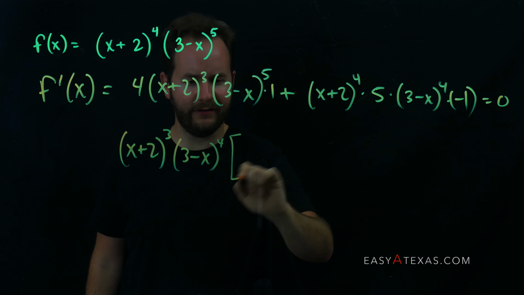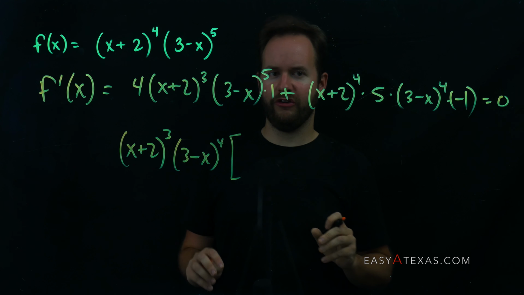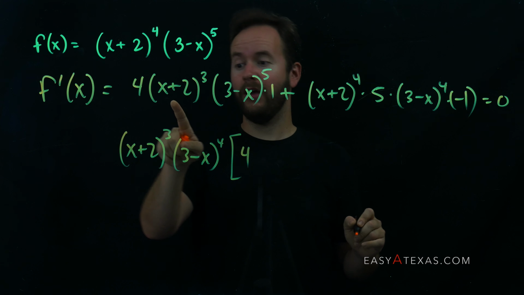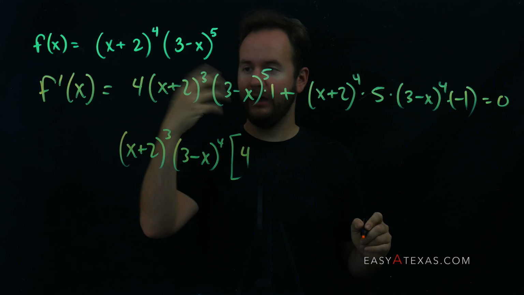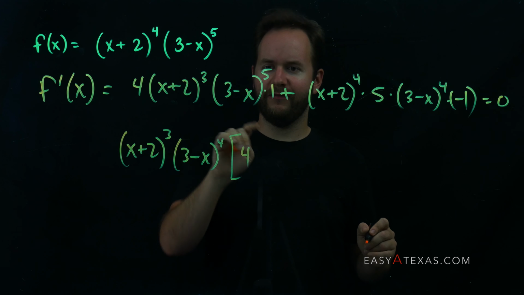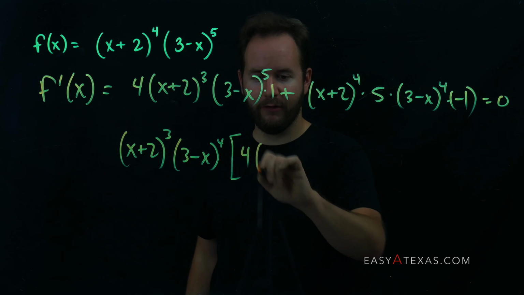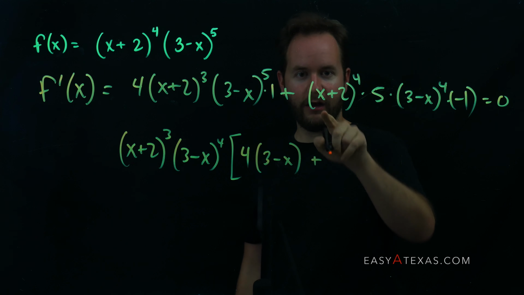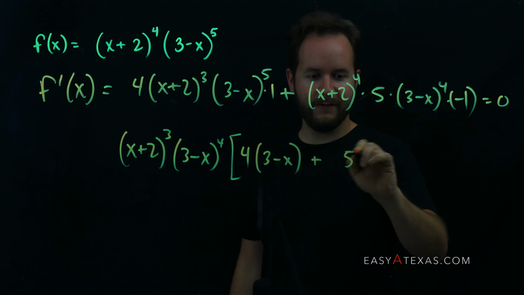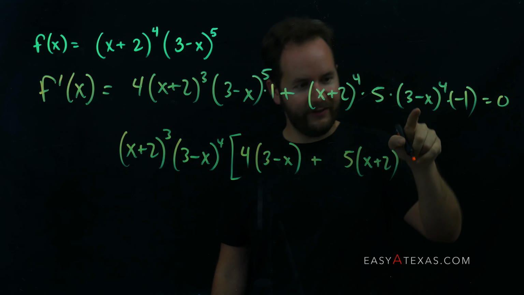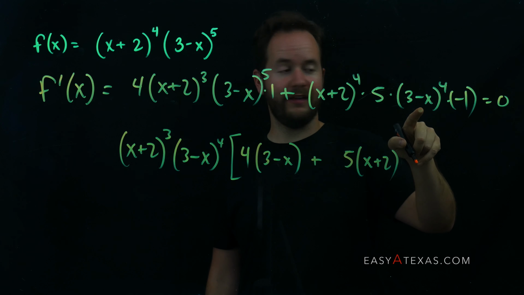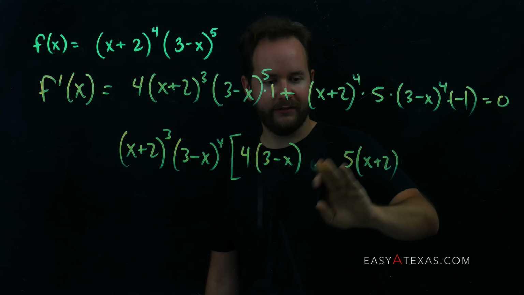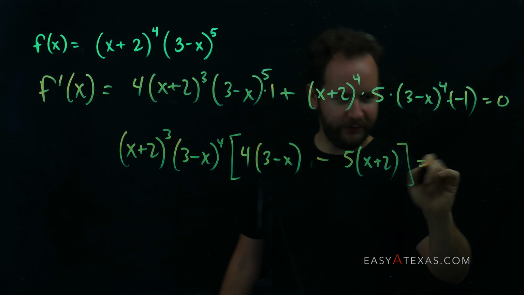Now I'm going to use brackets to indicate, okay, after I factor that junk out, here's what's left. The 4 is still inside here on this term. I've taken out all of the (x plus 2) terms. The (3 minus x) to the fifth term, I've taken out 4 of them, so I still have a 3 minus x left over. Over here, I still have the 5 inside. I also still have an (x plus 2), so I have 5 times (x plus 2). I've taken out all of the (3 minus x) to the fourth terms, and the negative 1 will still be here, so I'm going to change this plus to a minus. Okay. Still setting this equal to 0.